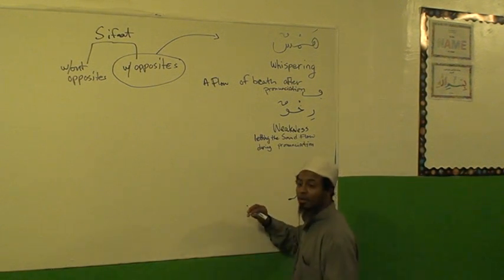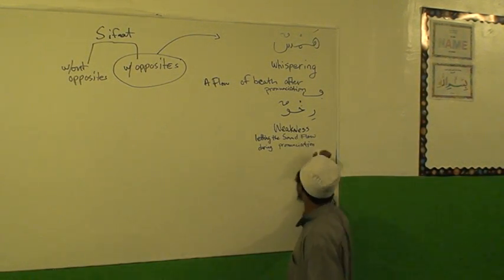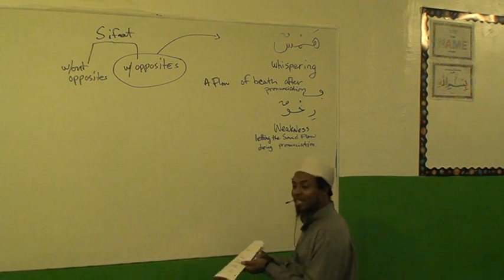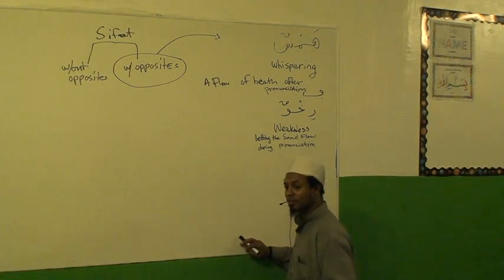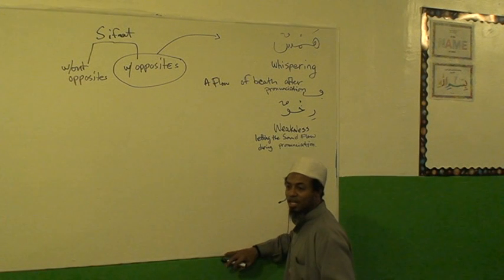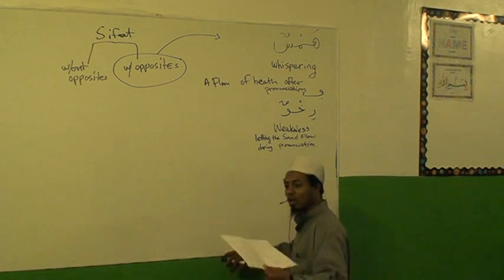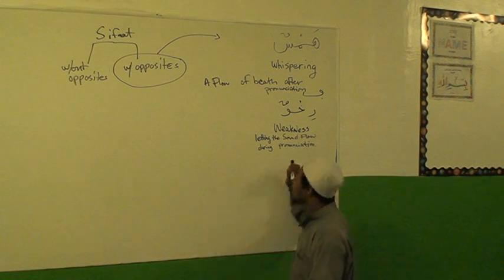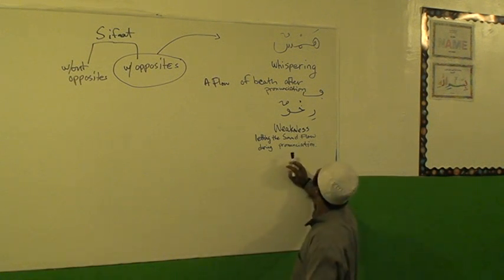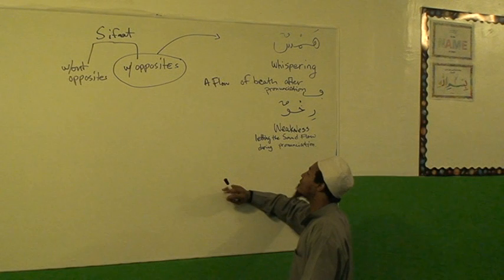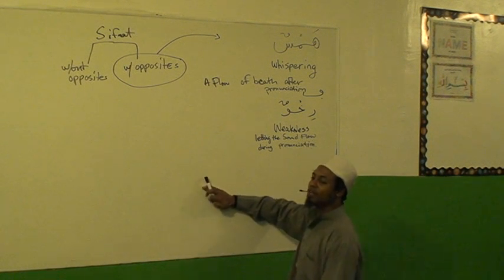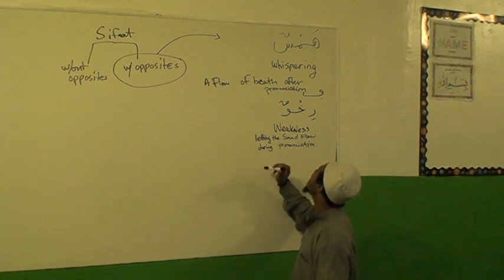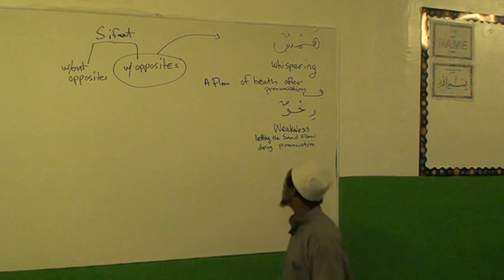Well, I want to use the word pronunciation here because it makes it easy for people to understand. The word makhraj in and of itself is the place of articulation, or enunciation, or pronunciation. So here it makes more sense to use that word. It wouldn't sound straight to say letting the sound flow during the makhraj. People wouldn't be clear on that. But they will be clear on letting the sound flow during pronunciation of a particular letter.